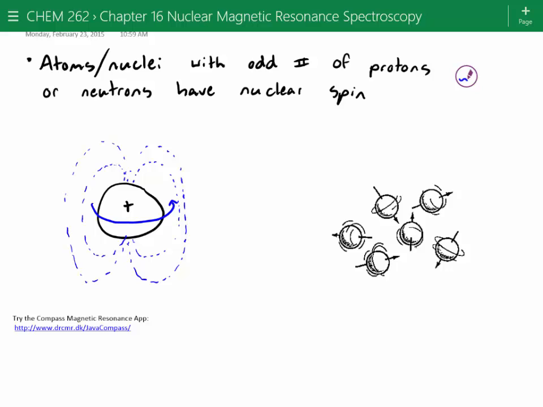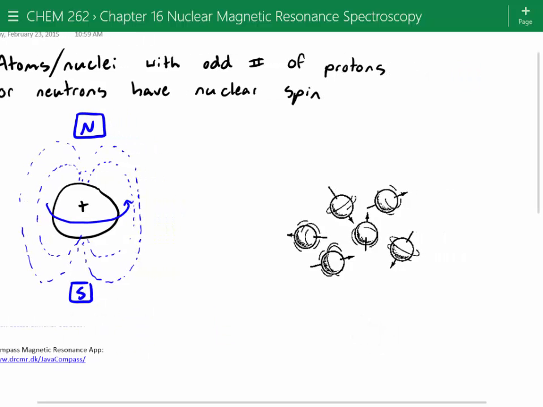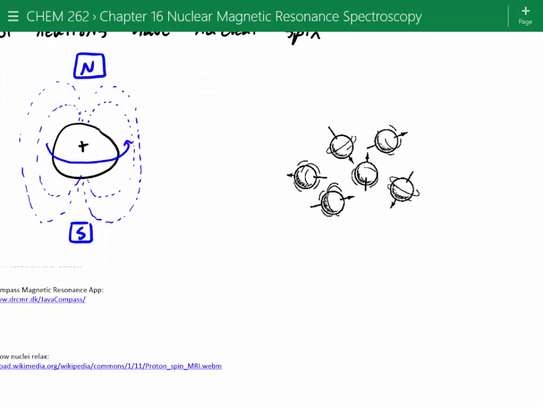So the spinning charge is almost like a little magnet where we've got a north pole on the top side and we've got a south pole down here. In solution, these will all be pointed in random states. We'll be pointing in different directions, so that magnetic direction won't be uniform. It'll just be completely random according to population distributions.